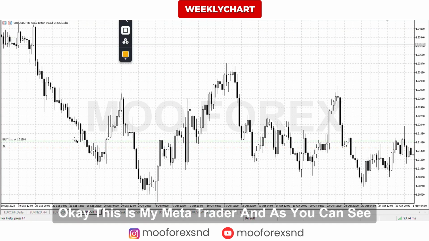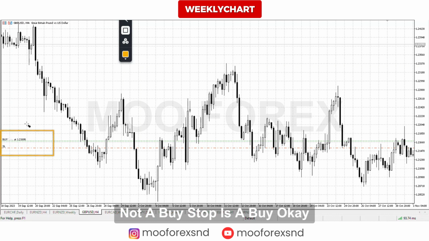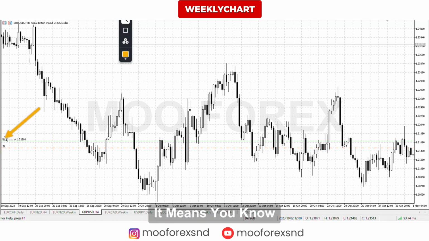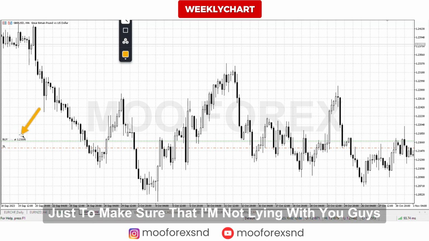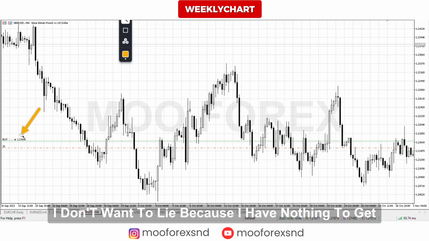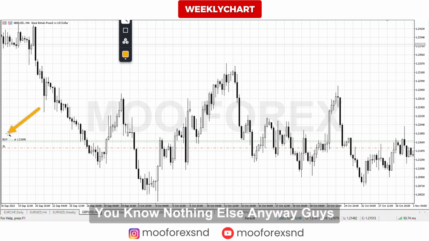Okay, this is my MetaTrader, and as you can see very clearly, I'm in a buy. It's not a buy limit, not a buy stop, it's a buy. Whenever you see buy, it means I'm in a trade. Just try it yourself in MetaTrader. Whenever you see buy, then lot size, then at, then when you bought, just to make sure that I'm not lying to you guys. I don't want to lie because I have nothing to get from you guys. Anyway, guys, I just need your love, nothing else.